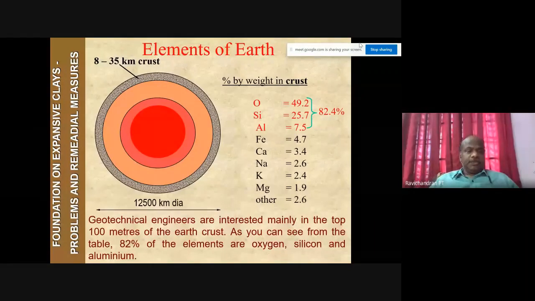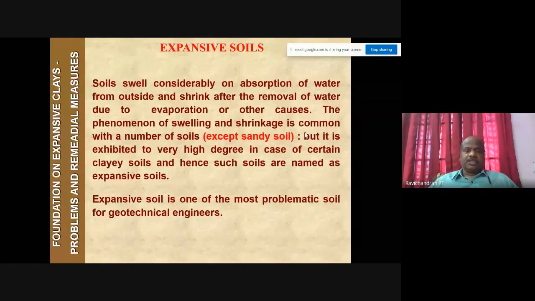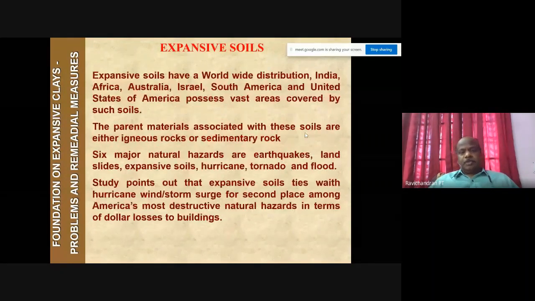In this, since you have not seen it earlier, I have shown the slide. The crust is 8 to 35 kilometers, out of the 12,500 kilometer diameter of the earth, and the maximum elements are silica, alumina, and oxygen. Here is where we play a role as geotechnical engineers. The expansive soil, as I said, absorbs a considerable amount of water from outside and sinks after removal of water, except sandy soil. Expansive soil is the most problematic soil for geotechnical engineers among the problematic soils. It is not a problem only for our country or our state; it is a worldwide problem.